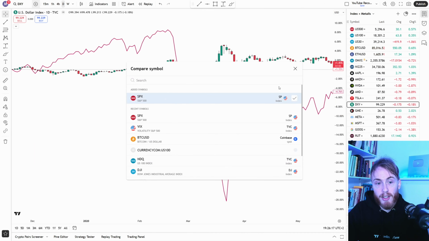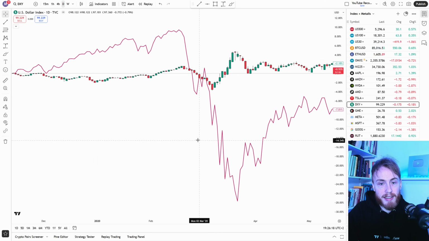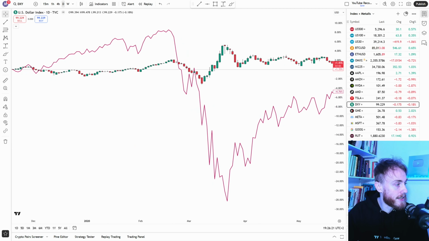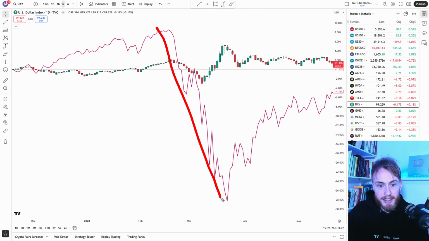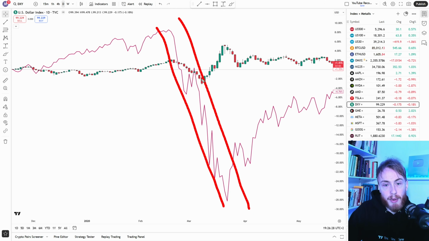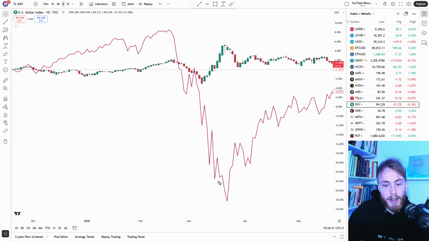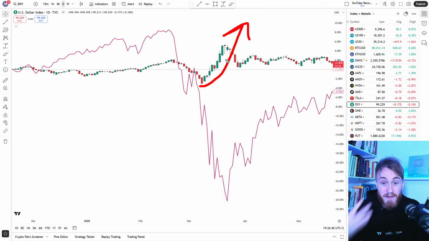But let's open the SPX. And what you can see right here is that during the COVID crash, this right here was the COVID crash, we can actually see that way before the price reversed right here, investors started buying dollars. You can see investors started to get very, very scared and buy dollars. Many traders and investors see the dollar as a safe haven when the market crashes.